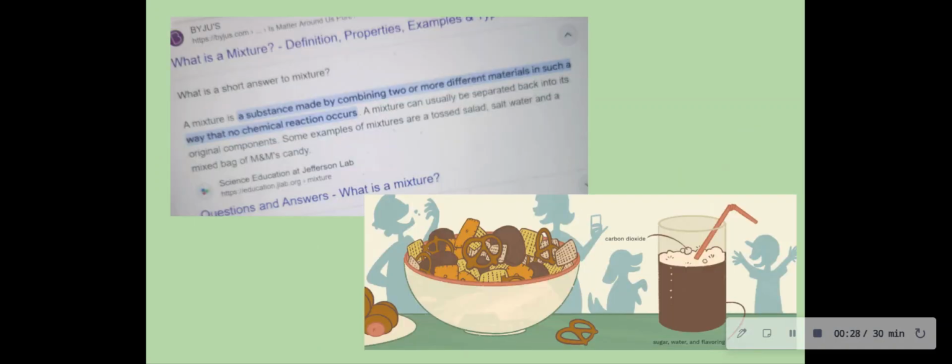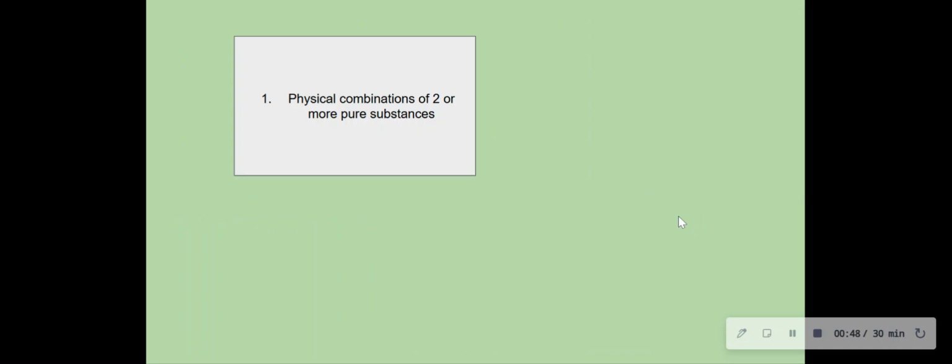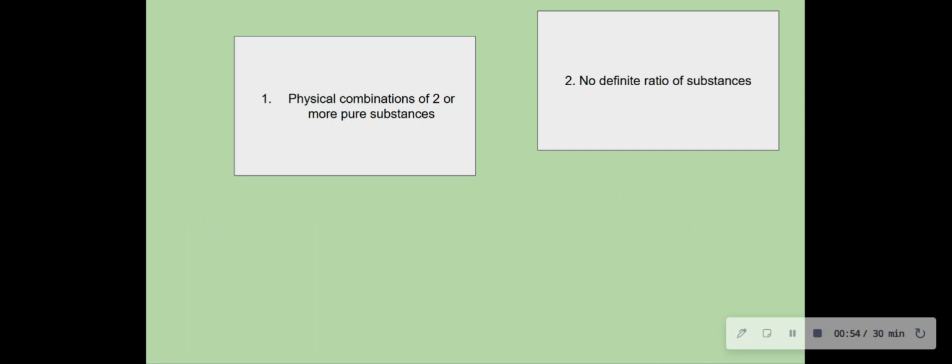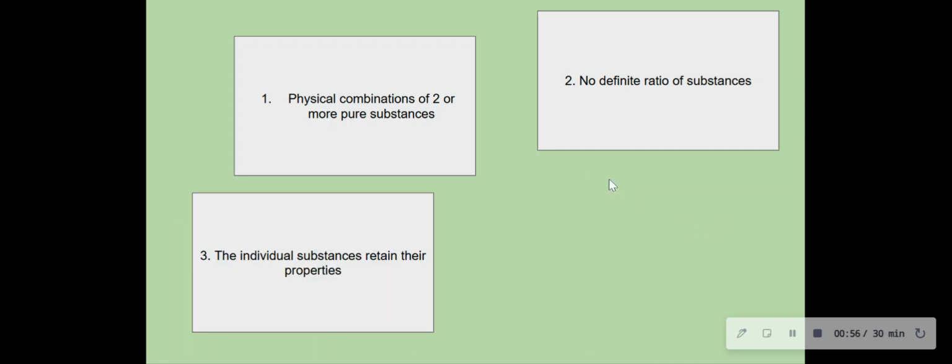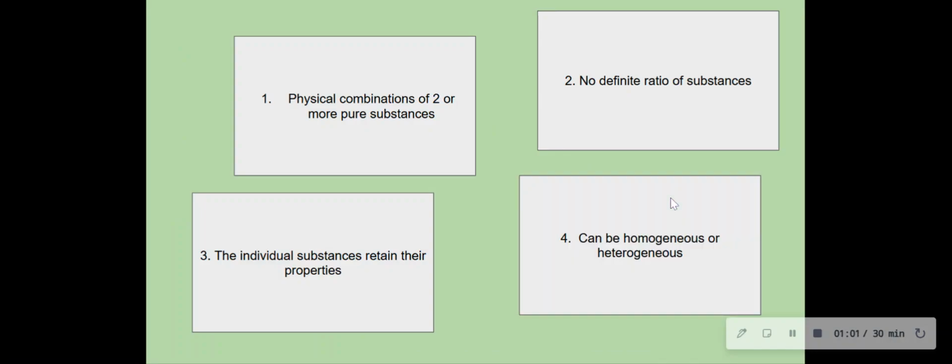So a mixture is basically a combination of two materials that are not chemically combined. So they can be separated by physical means, like filtering them and stuff. So it's a physical combination of two or more substances. There are no definite ratios of the substances. The individual substances themselves retain their properties, and they can be homogeneous or heterogeneous. I'll get back to that.